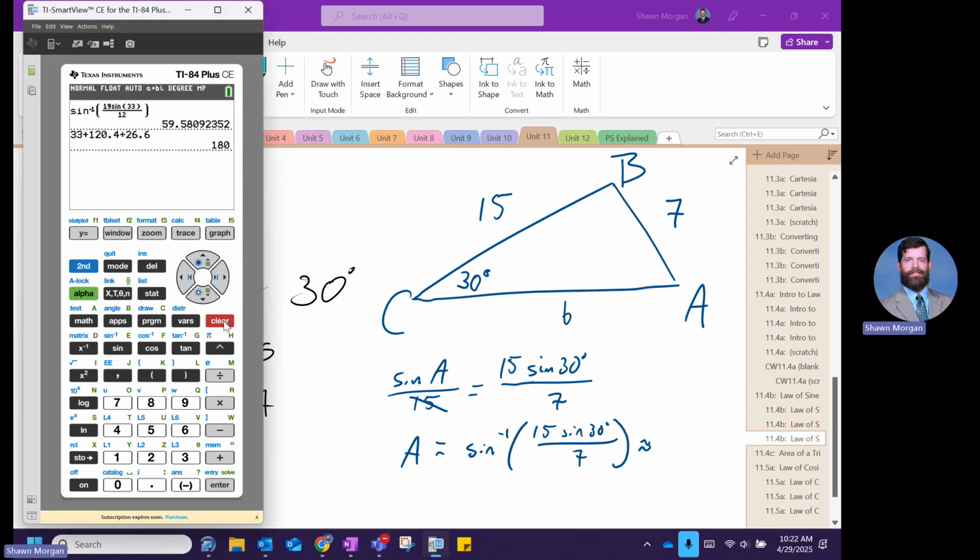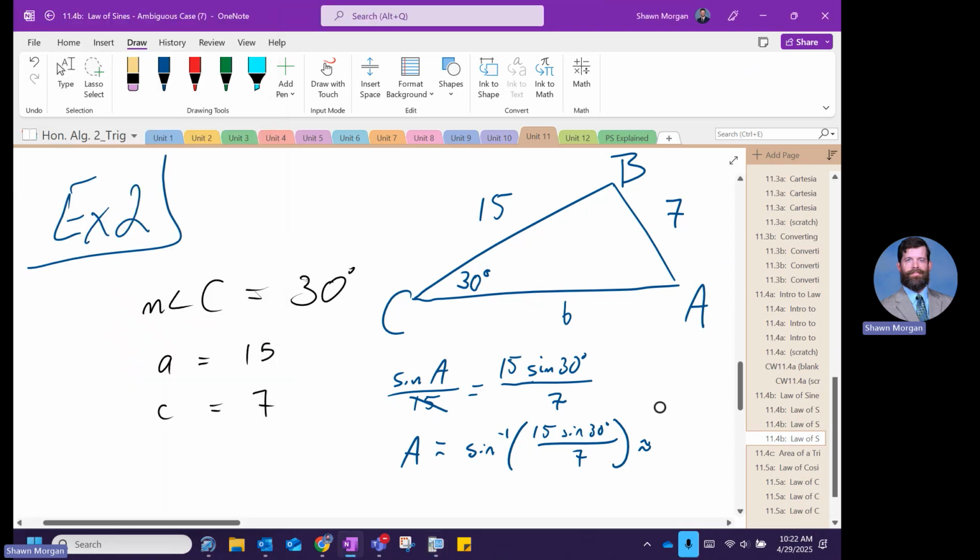All right. We're going to clear that. And I'm going to do inverse sine of 15 sine 30, just type it in my stuff, close parentheses. We'll make it a fraction, 15 sine 30 over 7. Close parentheses, hit enter. Okay, we got no possible answer there. So that means that there is no solution for this problem.